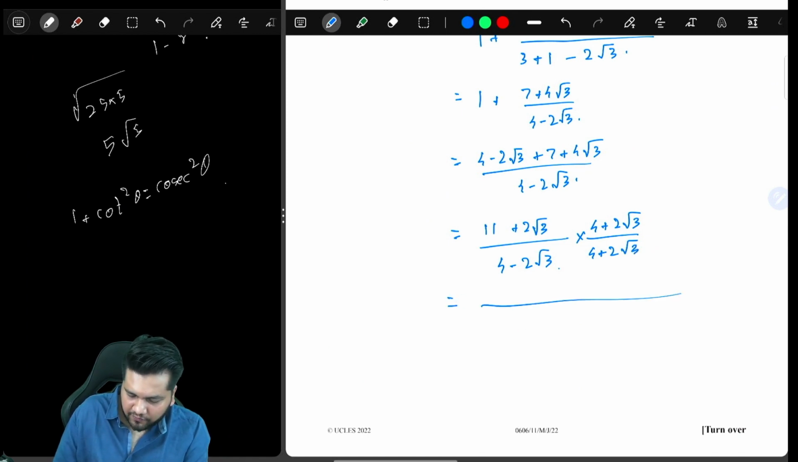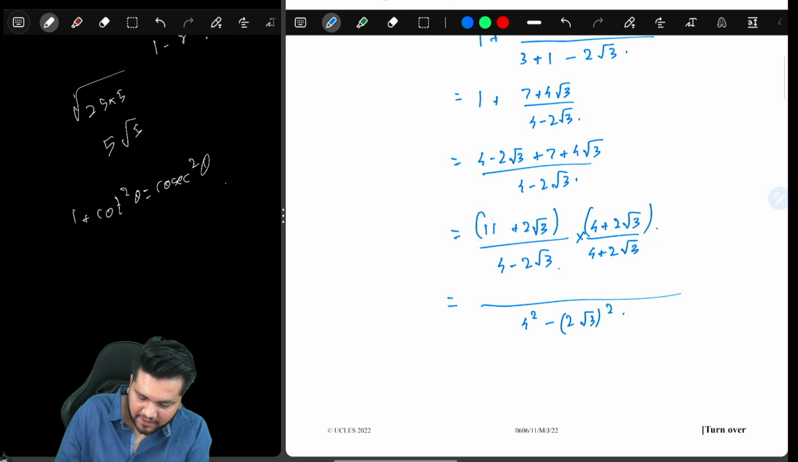So it's going to be 4 square minus 2 root 3 square. And for this we'll have to use the double bracket thing, so you just have to expand it. So 11 times 4 plus 2 root 3. You can skip this step and solve directly, but okay, 4 plus 2 root 3.